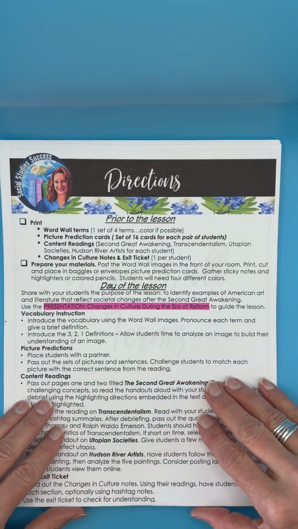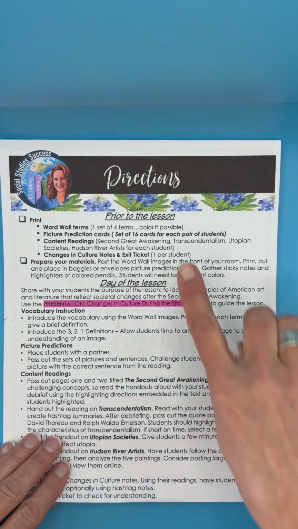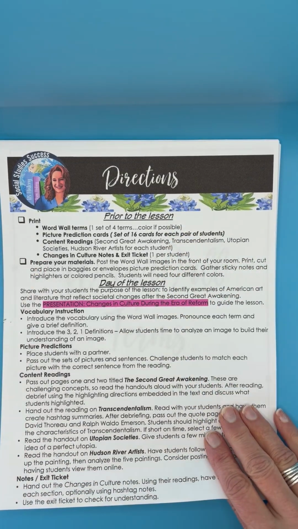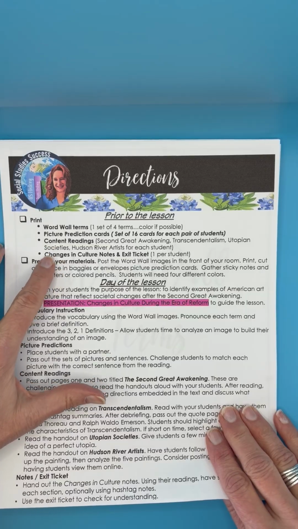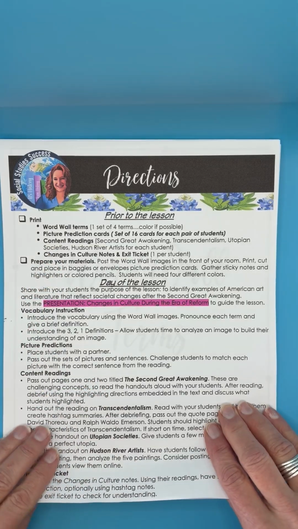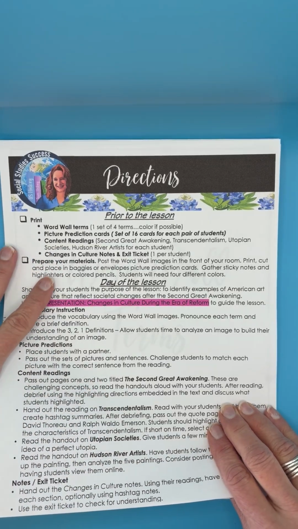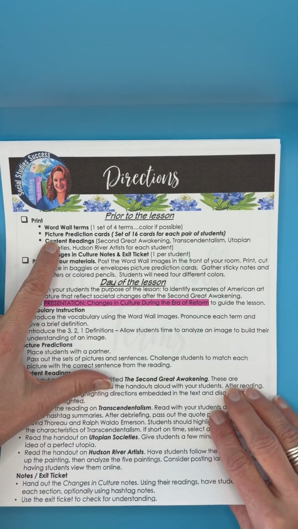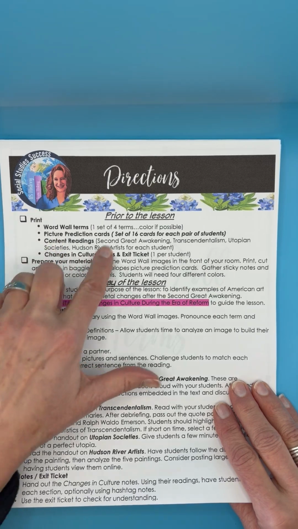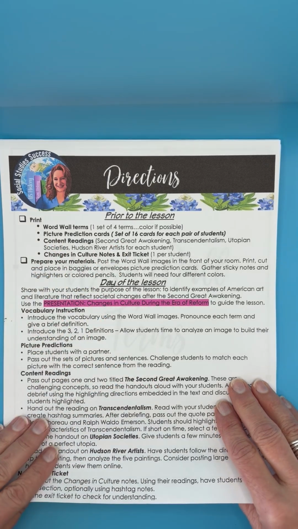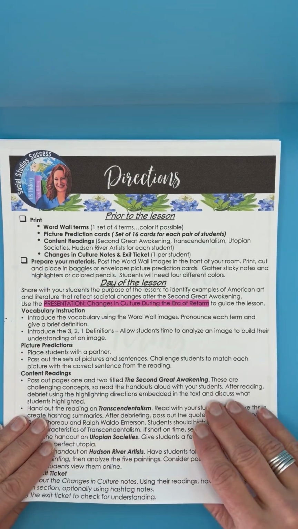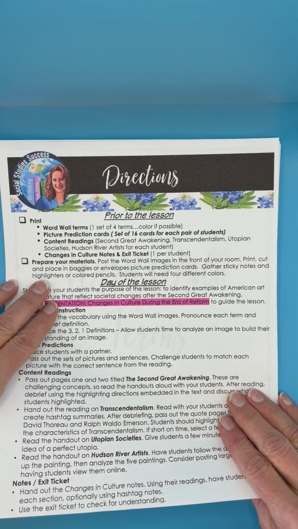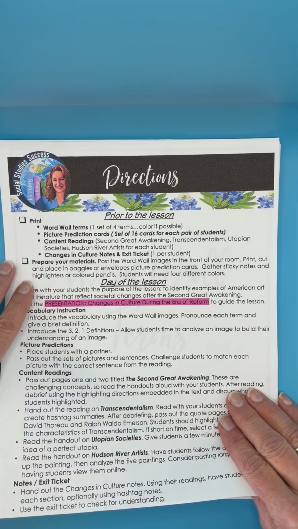First, you're going to find a nice, handy direction sheet. Prior to the lesson, these are the things that you'll need to do in terms of printing out WordWall terms and picture prediction cards and content readings and notes and exit tickets. I would say this is a pretty low maintenance preparation lesson. The only real time-consuming task might be when you print out these 16 cards for each pair of students. You have to cut those up and put them in a baggie or an envelope. But you've got them now for other years ahead.